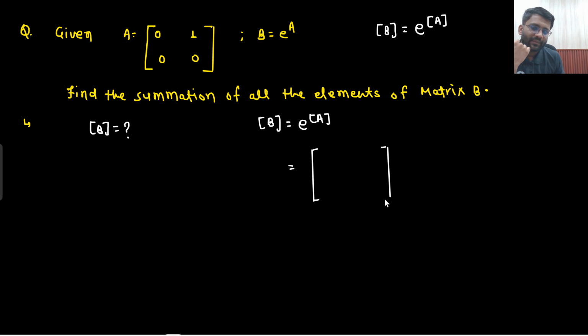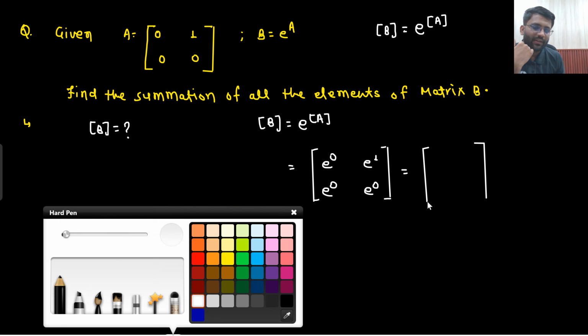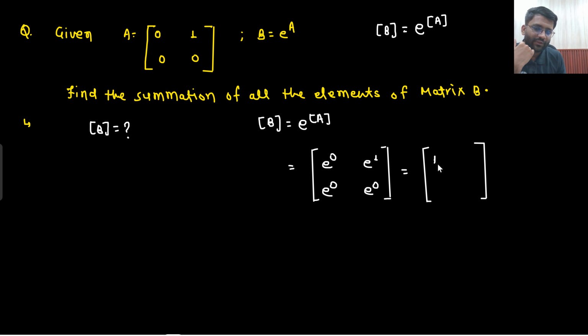That, sir, this will be, sir, here 0 is written. So, e to the power 0, e to the power 1, sir, e to the power 0 and e to the power 0. So, sir, what am I getting? What is e to the power 0? E to the power 0 is 1 only. And what is e to the power 1? E to the power 1 is e only. So, e to the power 0 is 1, 1, 1. This is the answer you are getting, absolutely wrong. Okay, it is wrong. Why is that so?